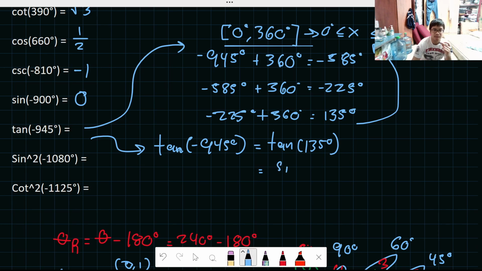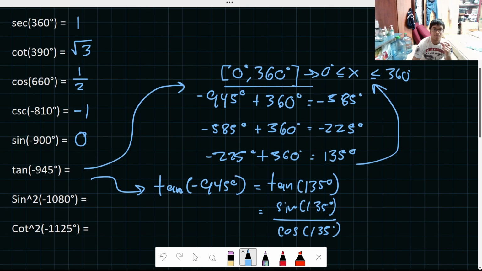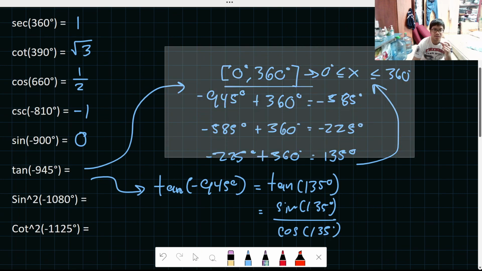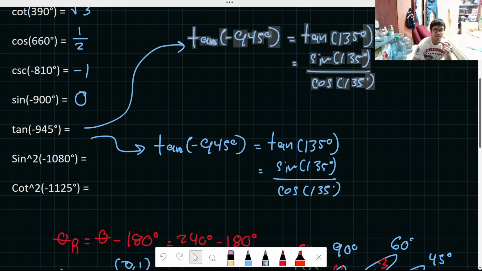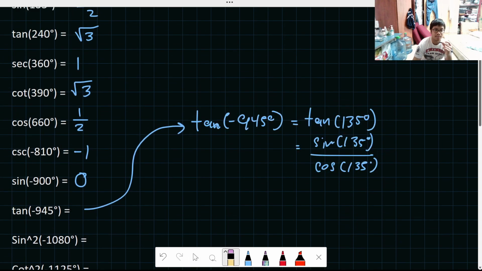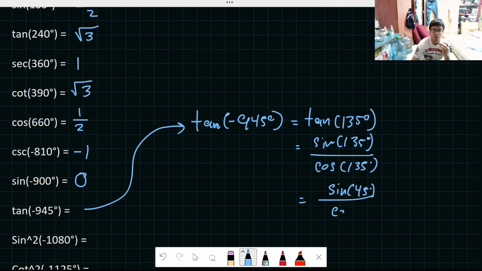This is just the same as sine of 135 degrees all over cosine of 135 degrees. Now, let me just erase this. There we go. So we will have it like this instead. Now that we have this, we can get its reference angle, which I told you is 45 degrees. So we will have sine of 45 degrees all over cosine of 45 degrees.